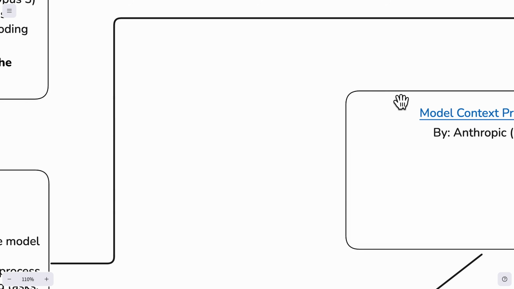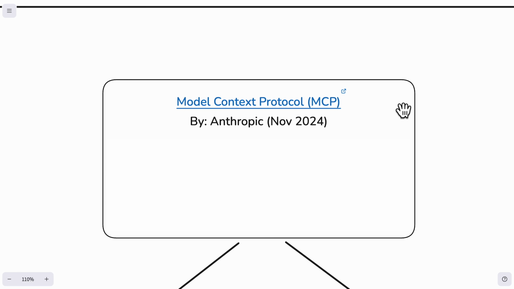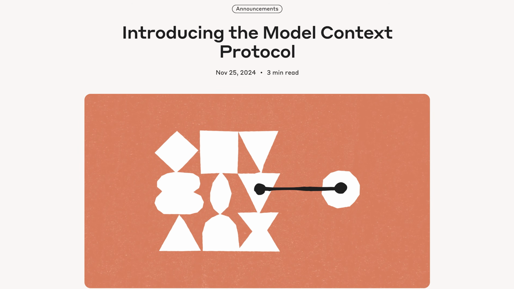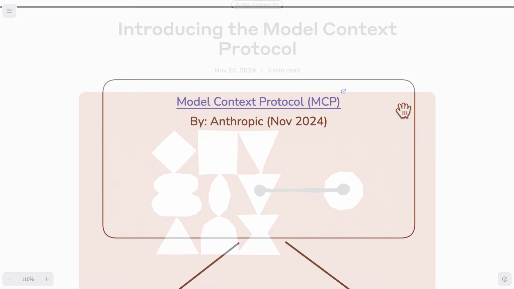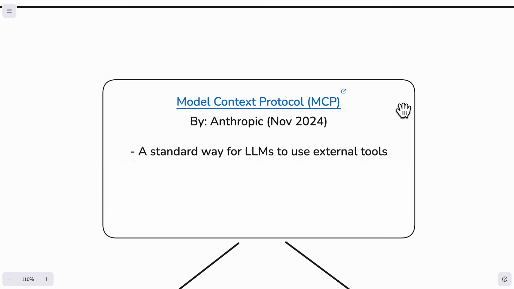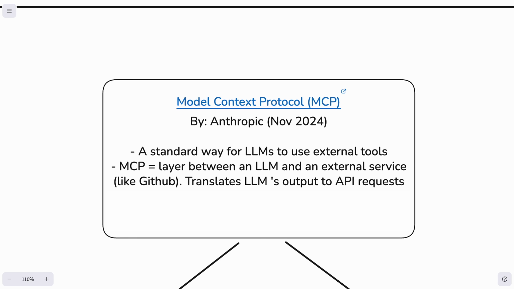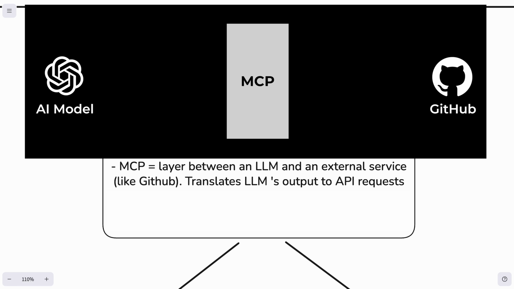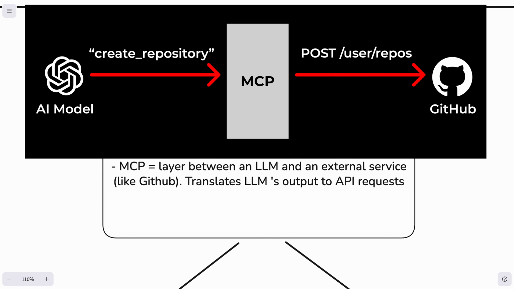Next, in November of 2024, Anthropic introduced the Model Context Protocol, or MCP, which lets an AI model use external tools and services like GitHub or Google Drive more easily. MCP is basically like a translation layer between the model and the external service. When the model wants to use a service, it basically translates it into an API request.